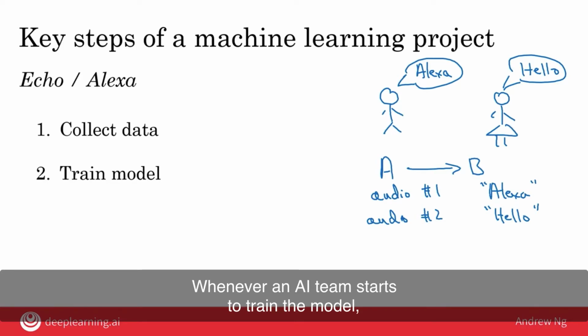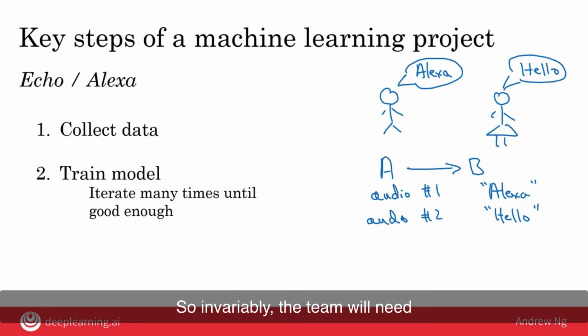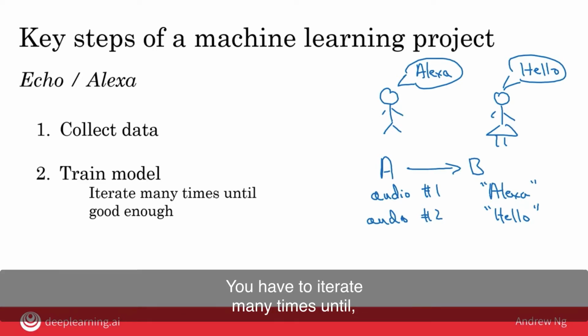Whenever an AI team starts to train the model, meaning to learn the A to B or input-output mapping, what happens pretty much every time is the first attempt doesn't work well. And so invariably, the team will need to try many times, or in AI, we call this iterate many times. You have to iterate many times until hopefully the model looks like it's good enough.